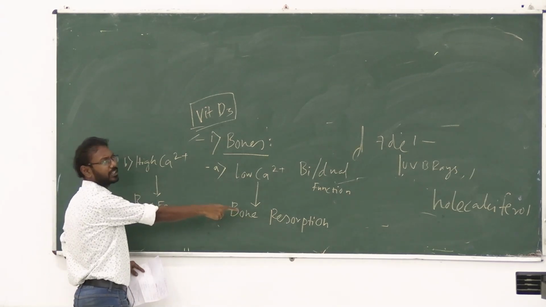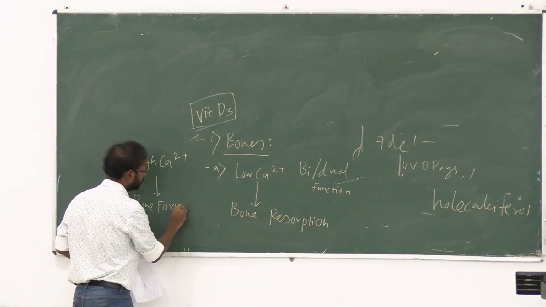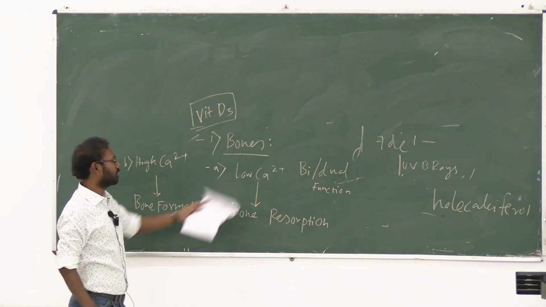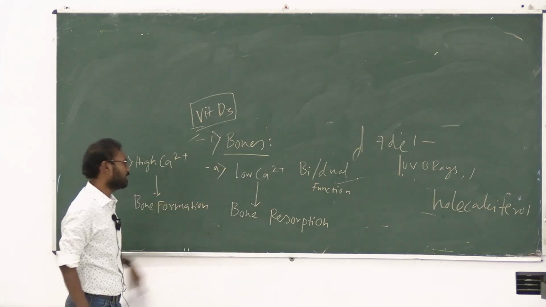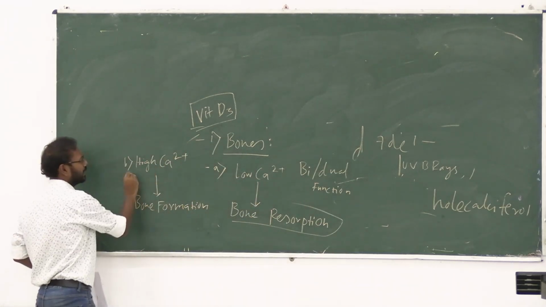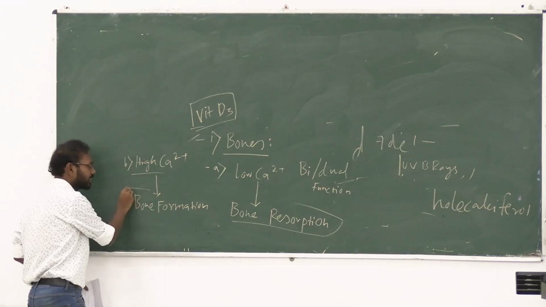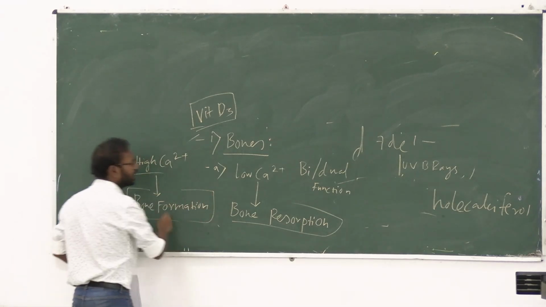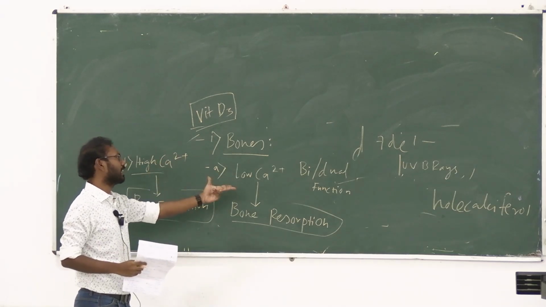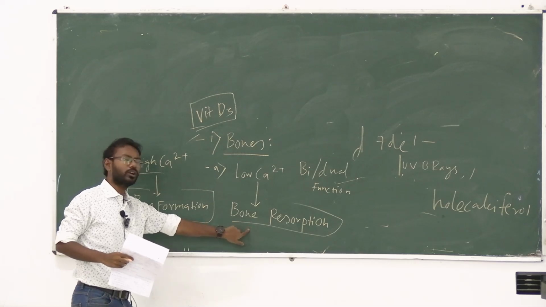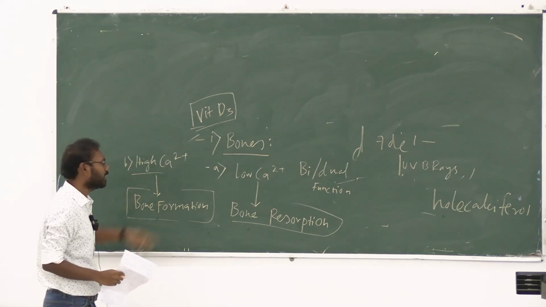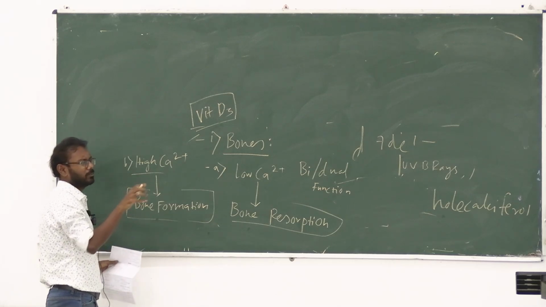What did I say resorption means? Destruction, or breakdown. So the action of vitamin D on bones is dependent upon calcium level. Whenever there is low calcium level, it will act as a bone destructive factor, and whenever there is high calcium level, it will act as a formative factor. So contrary to popular belief, it has dual action on bones. It can either destroy the bones or form the bones, or increase the structural stability of the bones.